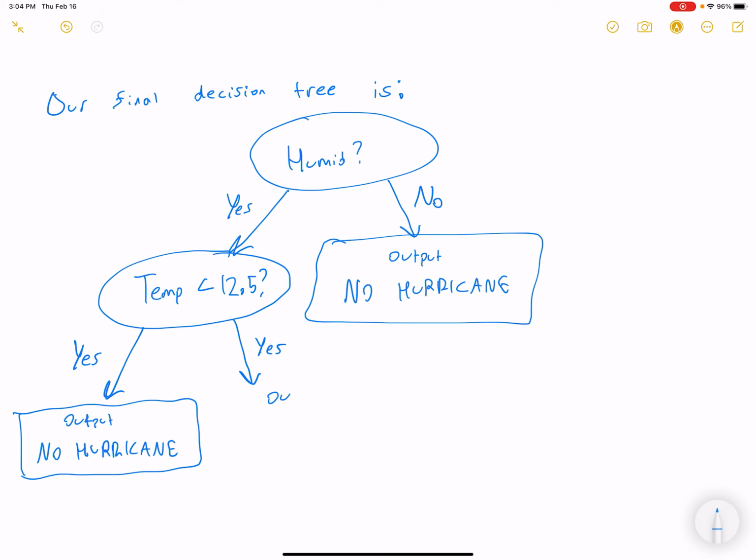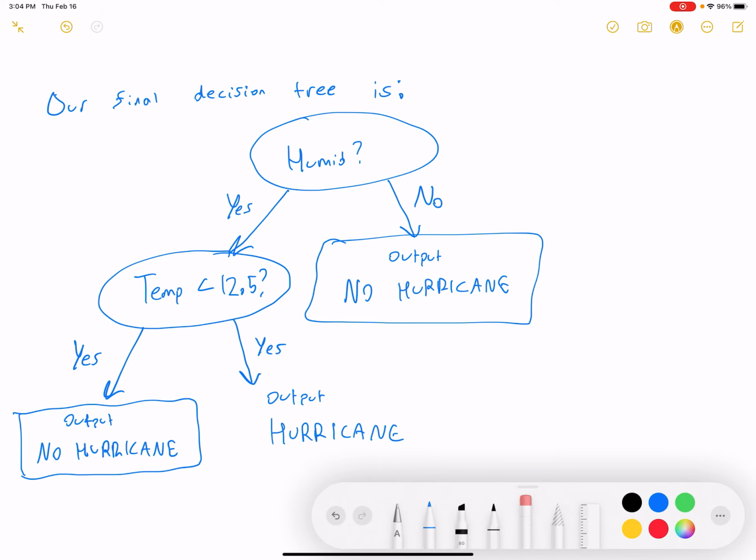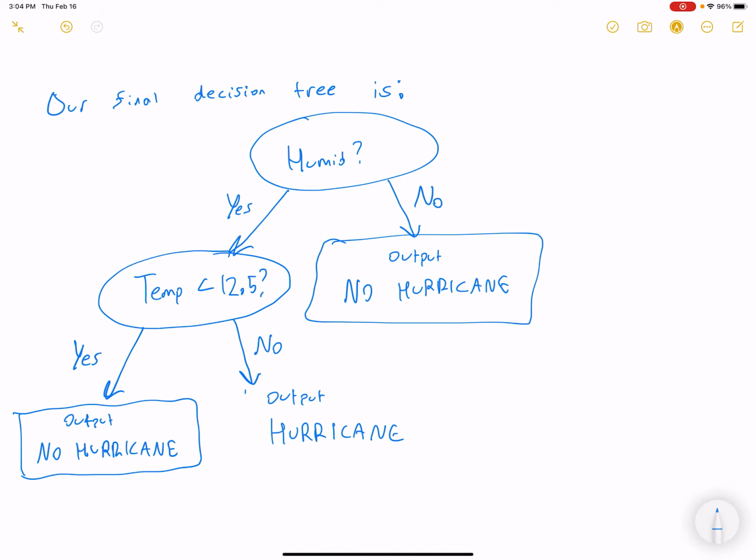And in this case, we can output hurricane because, I wrote yes twice, but I think you know what I meant, but just to be clear, output hurricane. And that's our final decision tree. So we've walked through the entire decision tree construction process. It turns out that the decision tree that you construct in homework 3 is roughly this level of complexity. So even though you have to do it by hand on the homework, it's not any more complicated than this. If it is more complicated, you're doing something wrong.